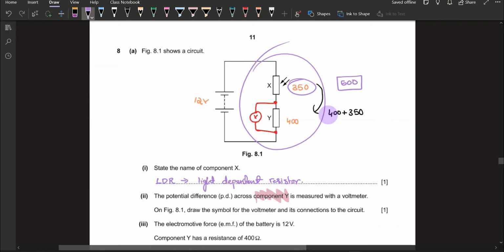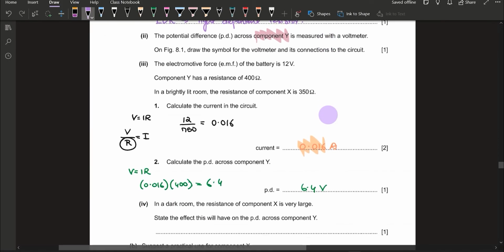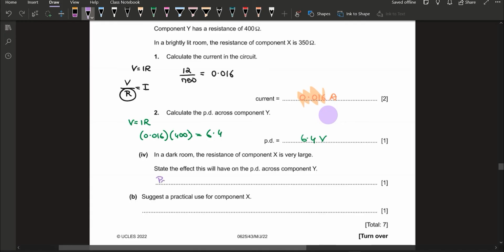Then what will happen is this will take most of the PD and this will get less PD, because the component which has more resistance will get more PD, potential difference. So we can write down here: PD, potential difference, in component Y decreases.